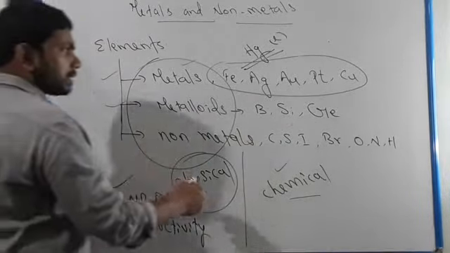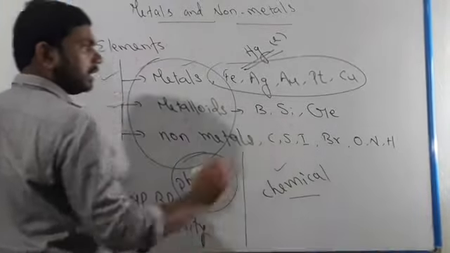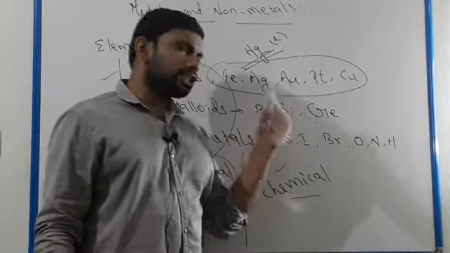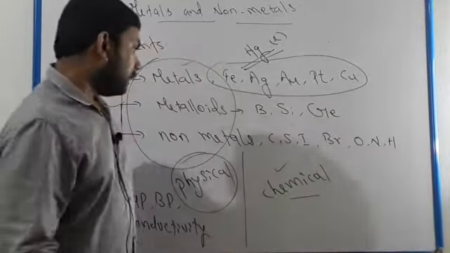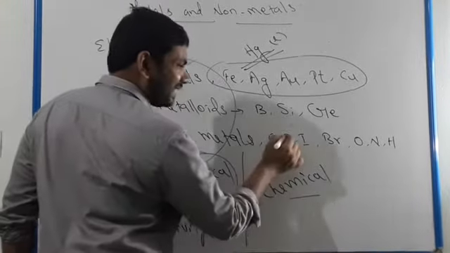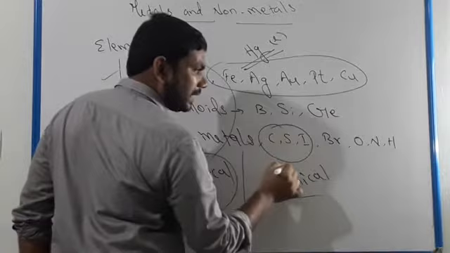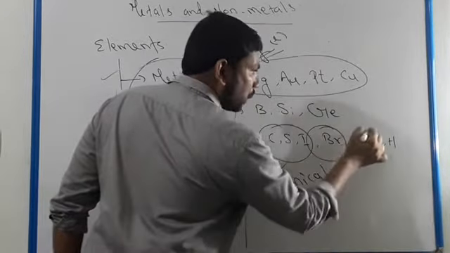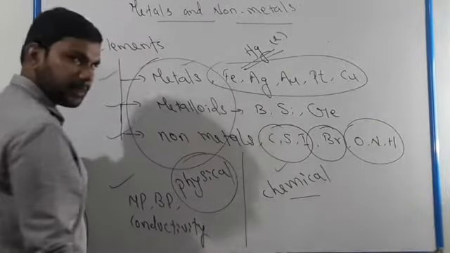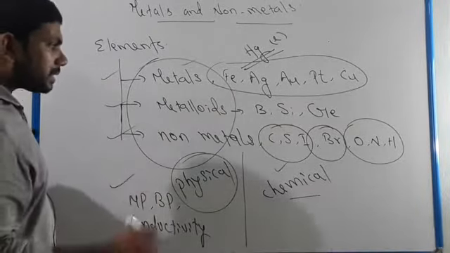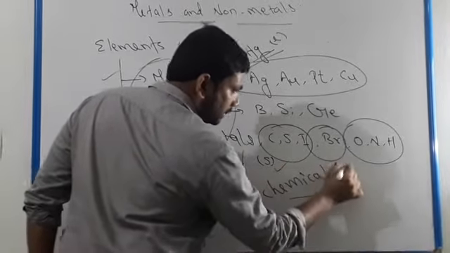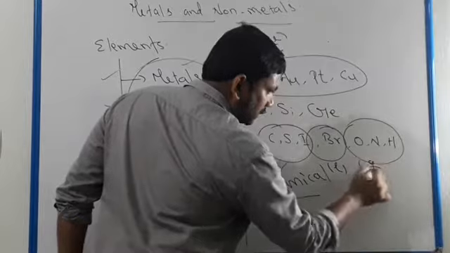Another one, metalloids, are also solid state. Examples: boron, silicon, germanium. These are metalloids, and they are solid state. Look here, some difference. Non-metals exist in solid state, in liquid state, and also in gaseous state. I told you these are examples of non-metals.